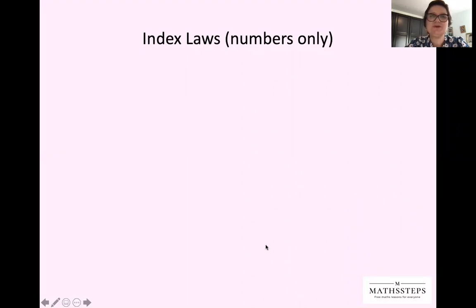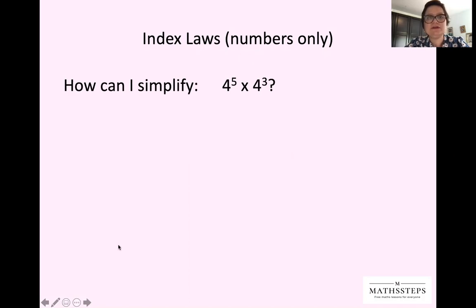Today we are going to talk about index laws, numbers only. Let's have a look at the first question. We have this question, which says, how can I simplify 4 to the power of 5 times 4 to the power of 3? Sometimes the question will read, find the value. Sometimes simplify. Sometimes find the answer, which means the same thing.